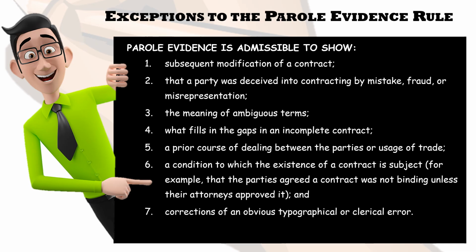And finally, you can introduce parole evidence to show corrections to typographical errors or clerical errors. A lot of times people like to spell my name with an I. My name does not have an I in it. I could introduce evidence outside the contract, like my driver's license, to show how my name is actually spelled. That would be a typographical error or a clerical error, depending on your perspective.